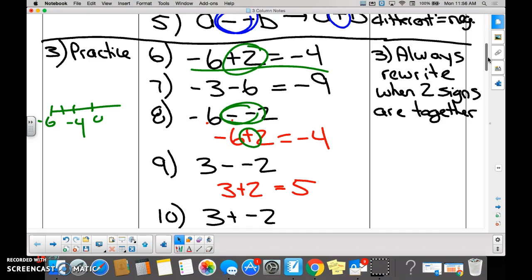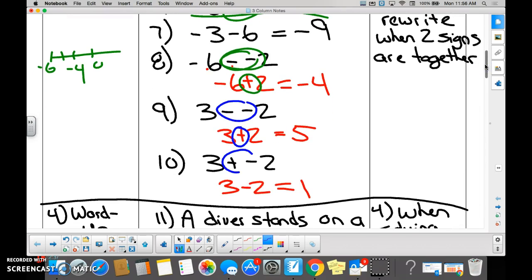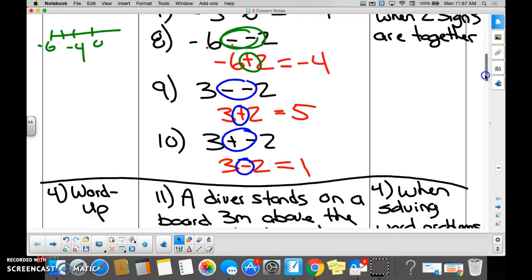Number 9, we have double signs. Notice we rewrote. We have 2 negatives. We rewrote it as a positive. Number 10, we have double signs. We have a positive and a negative, so we rewrote and we showed that we're subtracting. That is the rule in this class. Double signs need to have a rewrite.